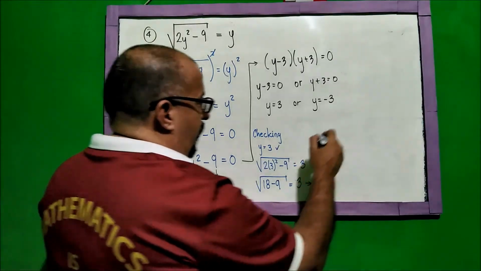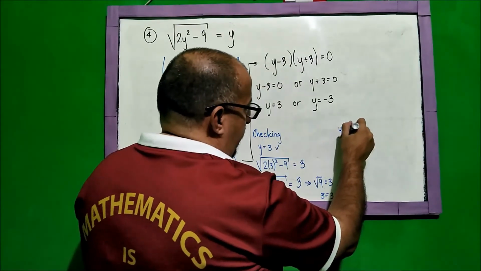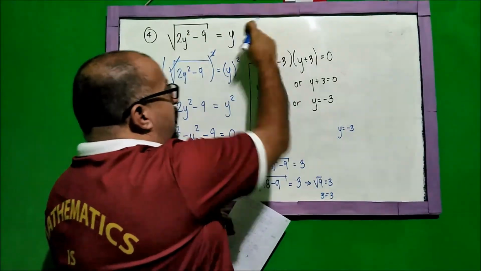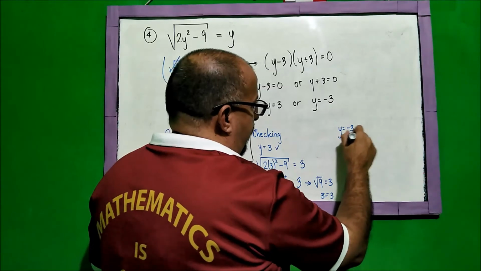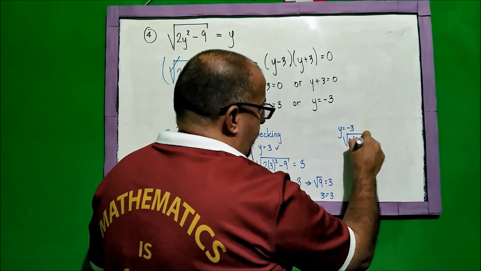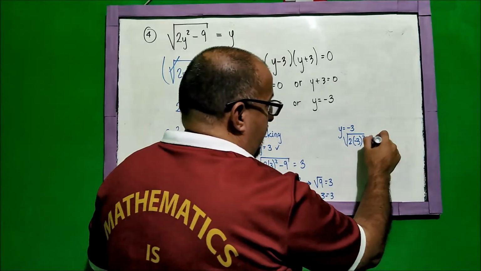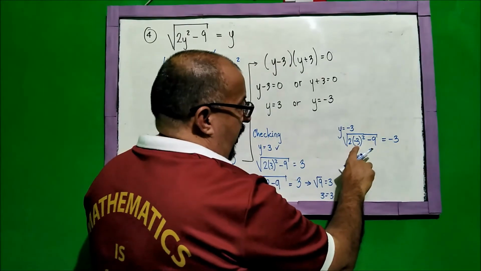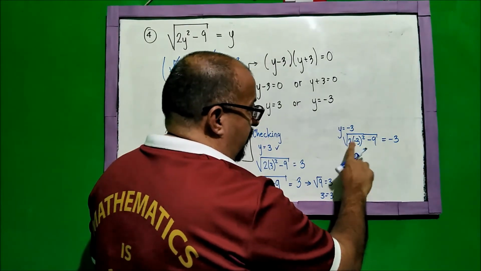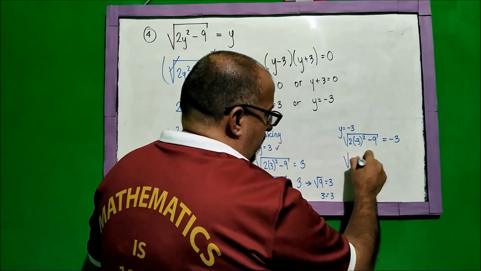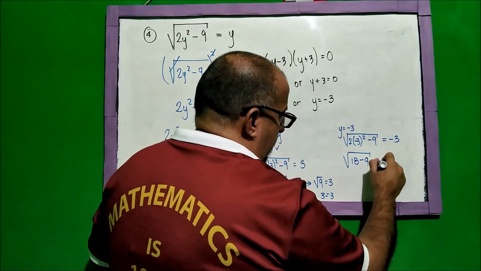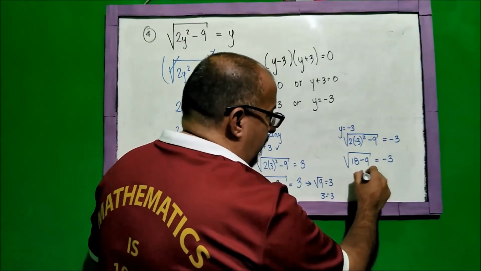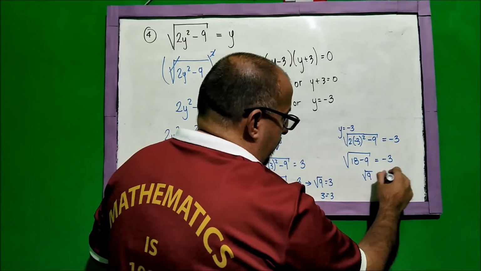Okay? And then we do the checking for y equals negative 3. So we proceed to replace y equals negative 3 in the original equation. So the square root of 2 times negative 3 to the second power minus 9, and all this equal to negative 3. So negative 3 times negative 3 becomes 9. 9 times 2, 18. 18 minus 9, and this should be equal to negative 3. Now, 18 minus 9 is equal to 9. So the square root of 9, negative 3.